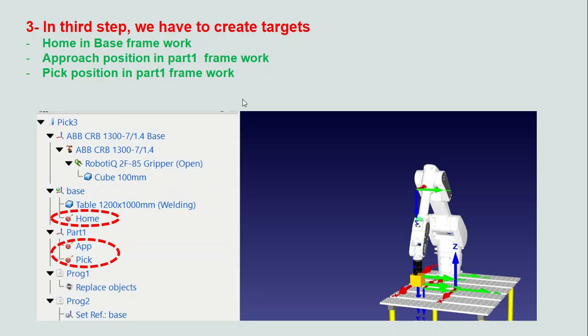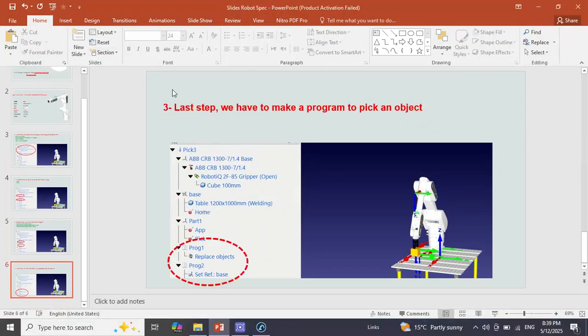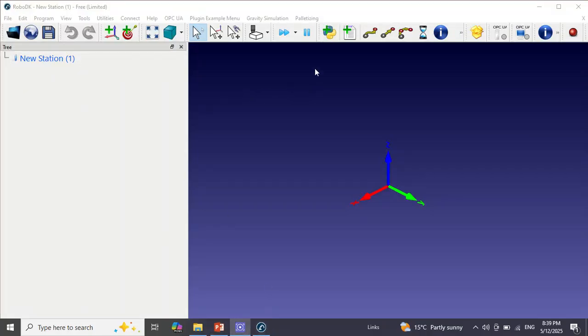So after creating the position and the target, the last step to do in this project is we have to make a program. After creating the position and framework in step 2 and step 3, the last part we need to create is a program and write a program in this step. So let's start with RoboDK, and here I want to start the program.